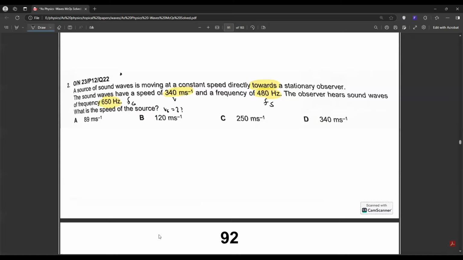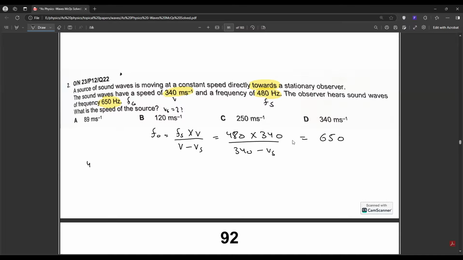How will you do that? If the object producing sound is moving towards you, which formula do you apply? Frequency observed is equal to the frequency of sound multiplied by the speed of sound divided by what? Speed of sound minus the speed of source. Let's see this. The frequency of sound is 480. What is the velocity of sound? 340. 340 minus Vs is equal to what? It is equal to the frequency observed, that is 650. Let's bring this towards the right side.